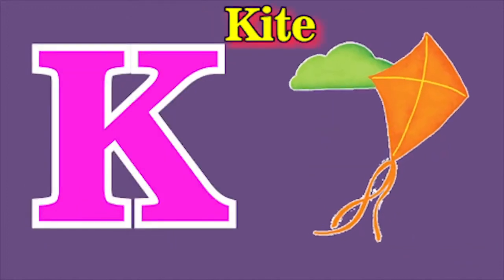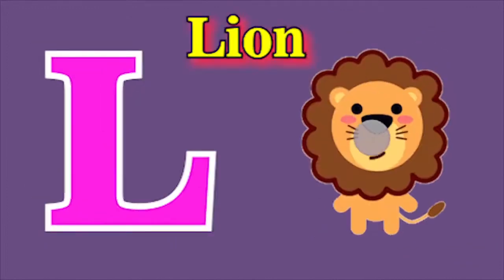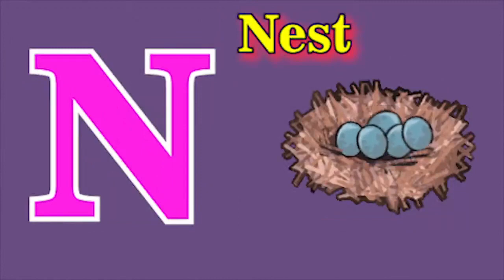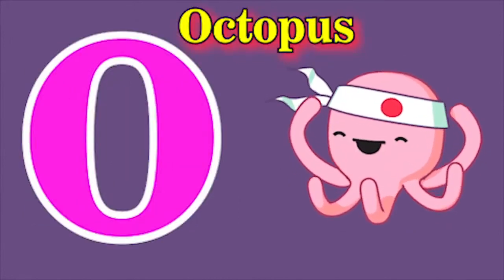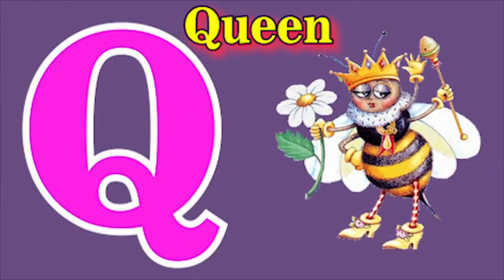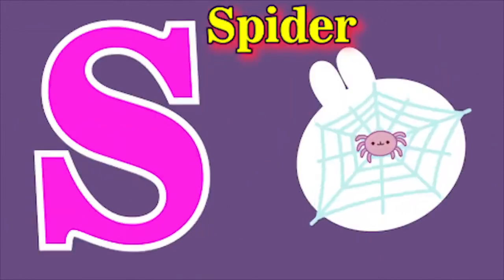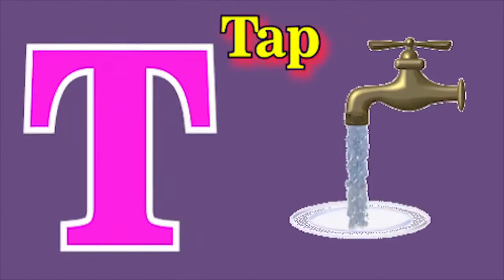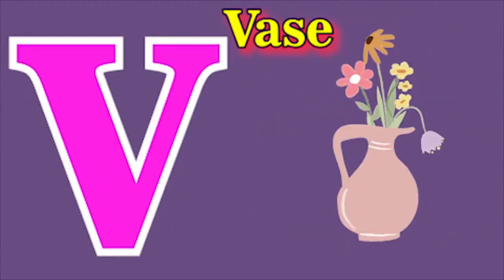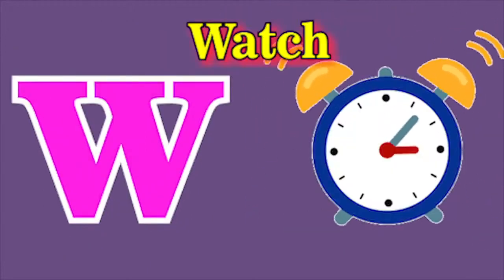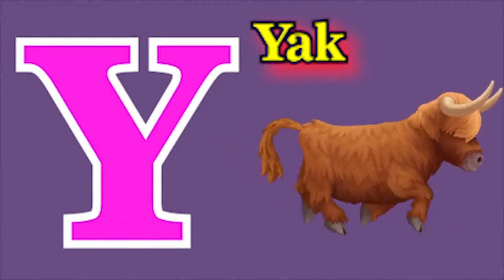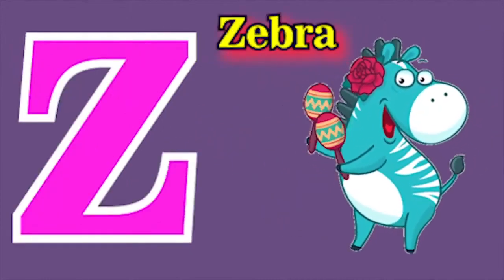K for kite. L for lion. M for mango. N for nest. O for octopus. P for peacock. Q for queen. R for rat. S for spider. T for cat. U for umbrella. V for vase. W for watch. X for Xmas tree. Y for yak. Z for zebra.